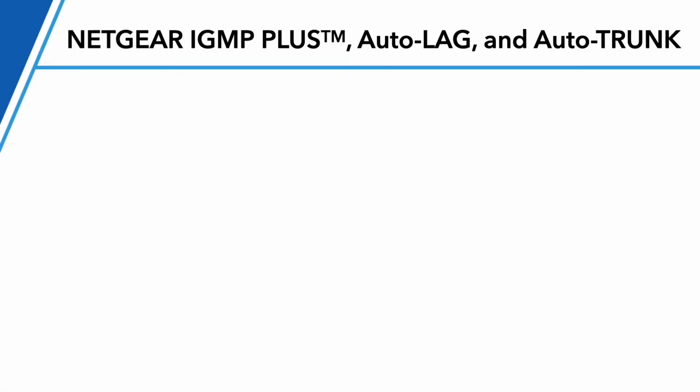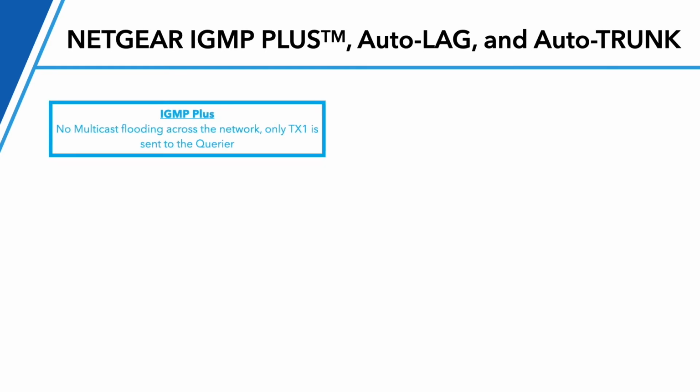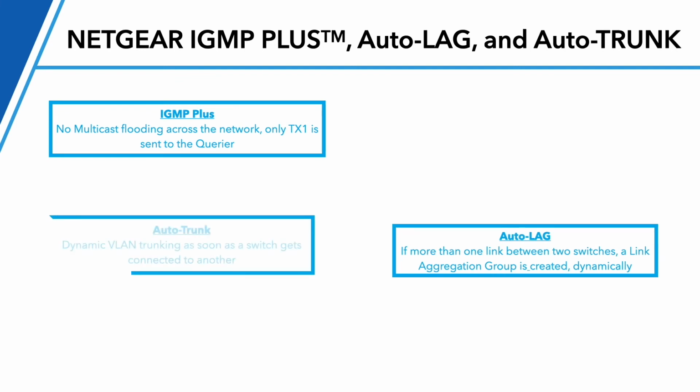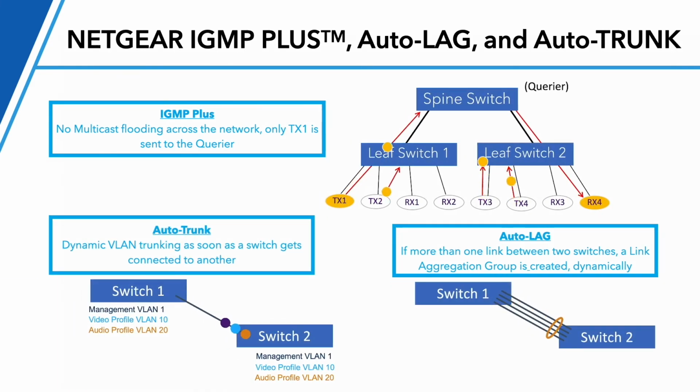In this very simple setup, you have one core switch at the top, two switches at the edge, transmitters 1 and 2 connected to the first switch, and transmitters 3 and 4 connecting to the second switch. I can assure you that with IGMP+ on a NETGEAR AV line switch, transmitters 1 and 2 will stay local to switch 1, and transmitters 3 and 4 will stay local on switch 2. Nothing, absolutely nothing, will traverse and reach the querier.